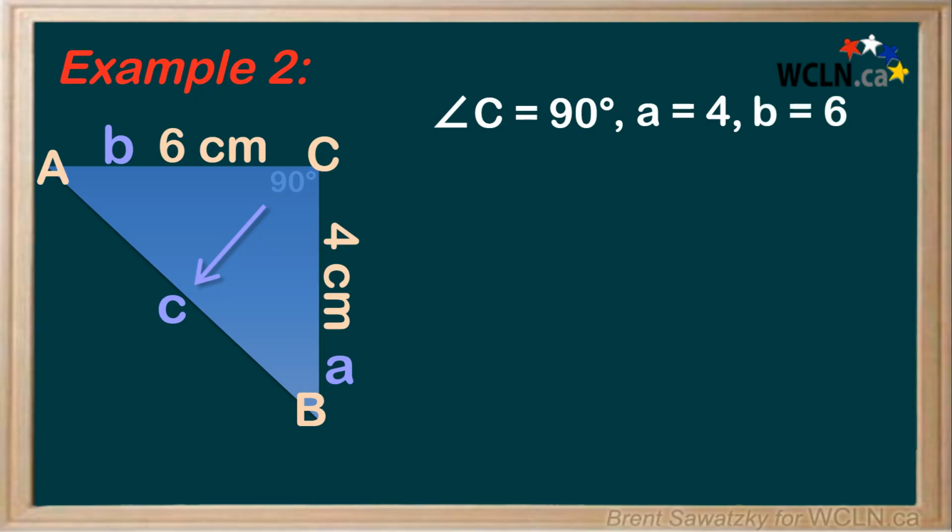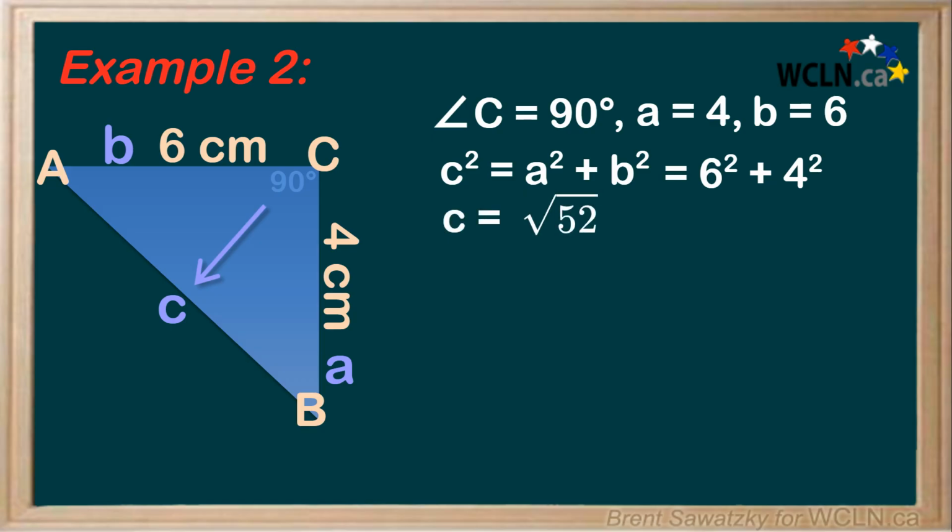And it may jump to mind that Pythagorean theorem would be nice to solve for C right away. So C squared equals A squared plus B squared, or 6 squared plus 4 squared. And we bring that together to be 52. And to solve for C, we have to take the square root of 52, or 7.2 with the calculator.